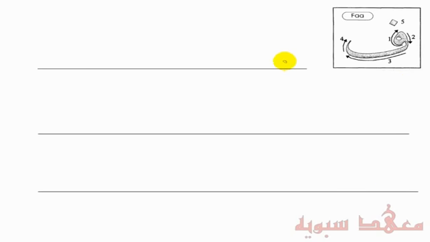Next we have the fa. You start just above the line, and you do a small circle, and then come down and go across, and then up like this. So let's do this again.